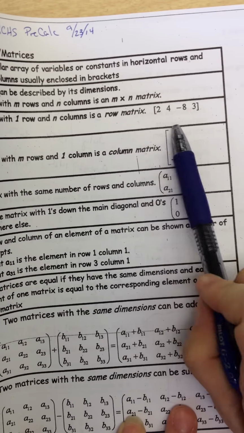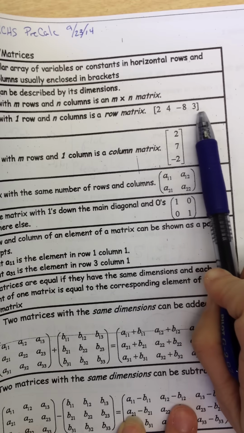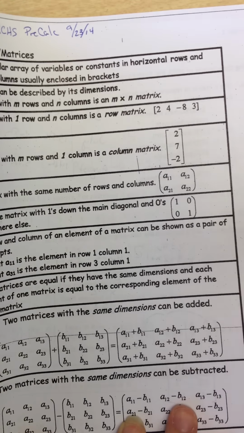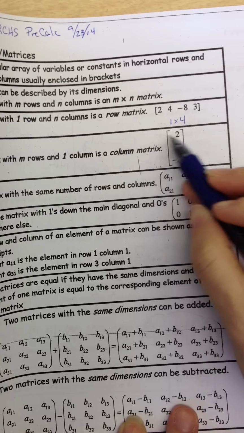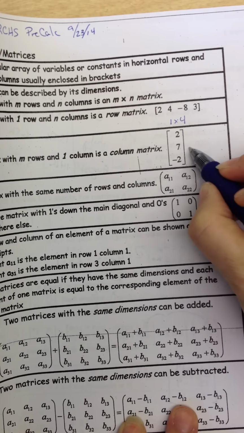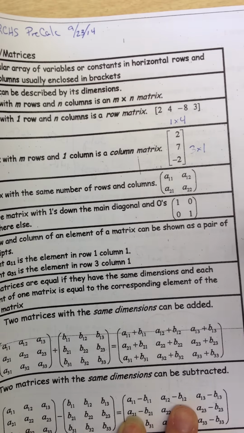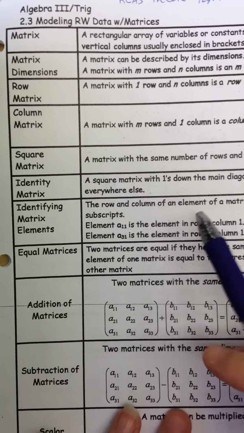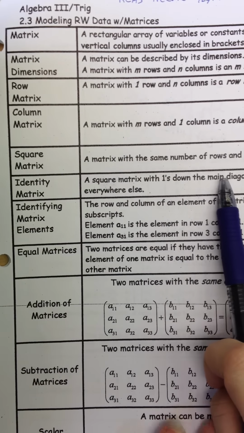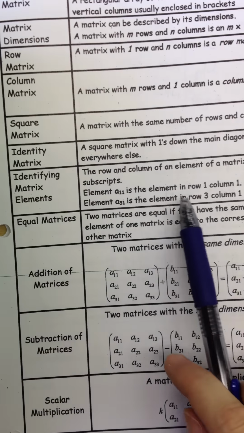We talk about them in terms of the row and then the column. So this is a 1 row 4 column matrix, or a 1 by 4 matrix. This is a 3 row 1 column matrix, so we'd say that's a 3 by 1. A square matrix is square. We're going to talk about identity matrices later. They don't matter right now.